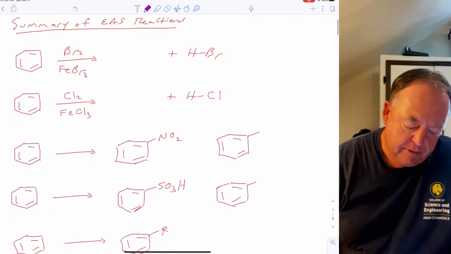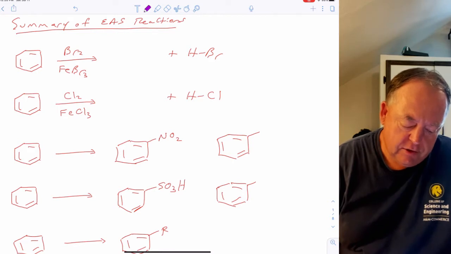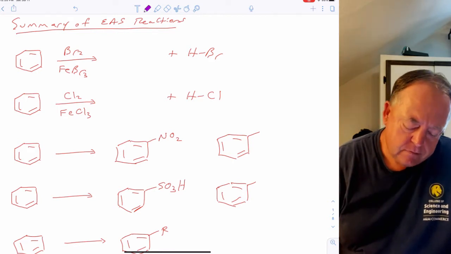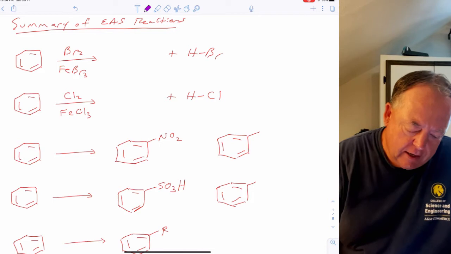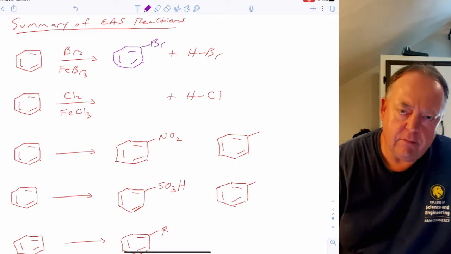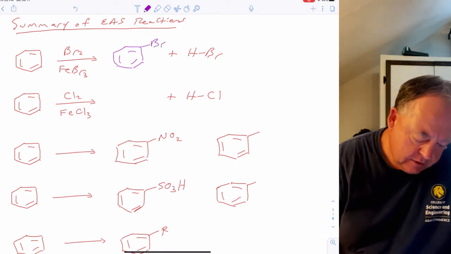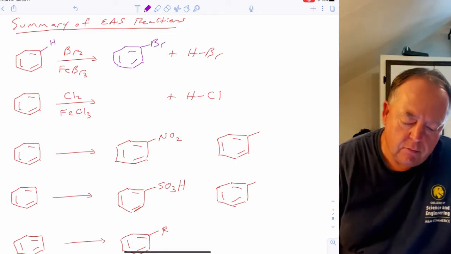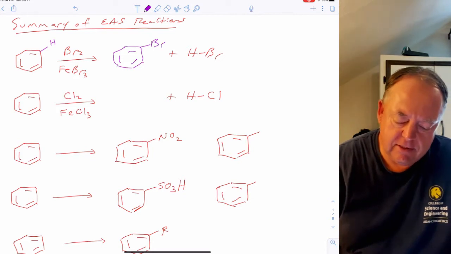So the basic recipe is if you take benzene with Br2 and FeBr3, iron tribromide, that's a recipe for putting a bromine on a benzene ring. Basically you lose a hydrogen, put a bromine on, so you make bromobenzene plus HBr.